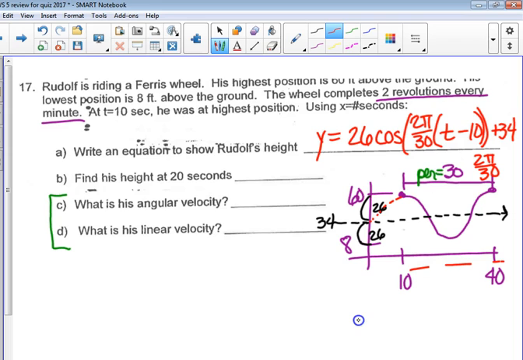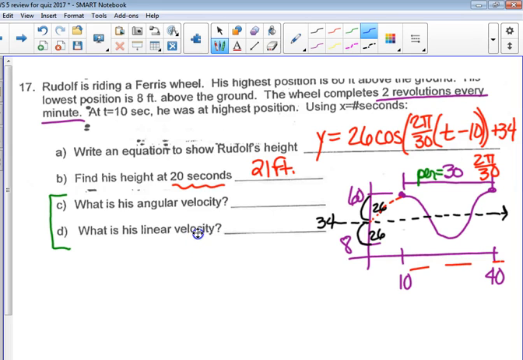Not on the quiz. Okay, find the height at 20 seconds. You just need to put a 20 in here. You can do it on the home screen. You don't have to graph it. It does come out 21 feet. I'm just moving on, okay? You would need to be in radians.